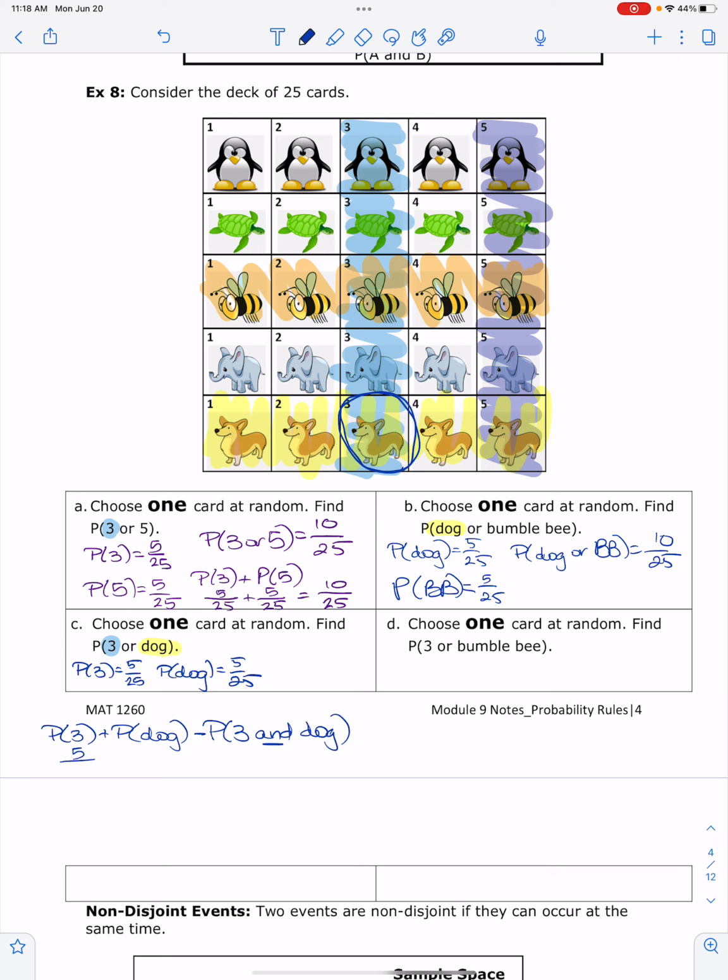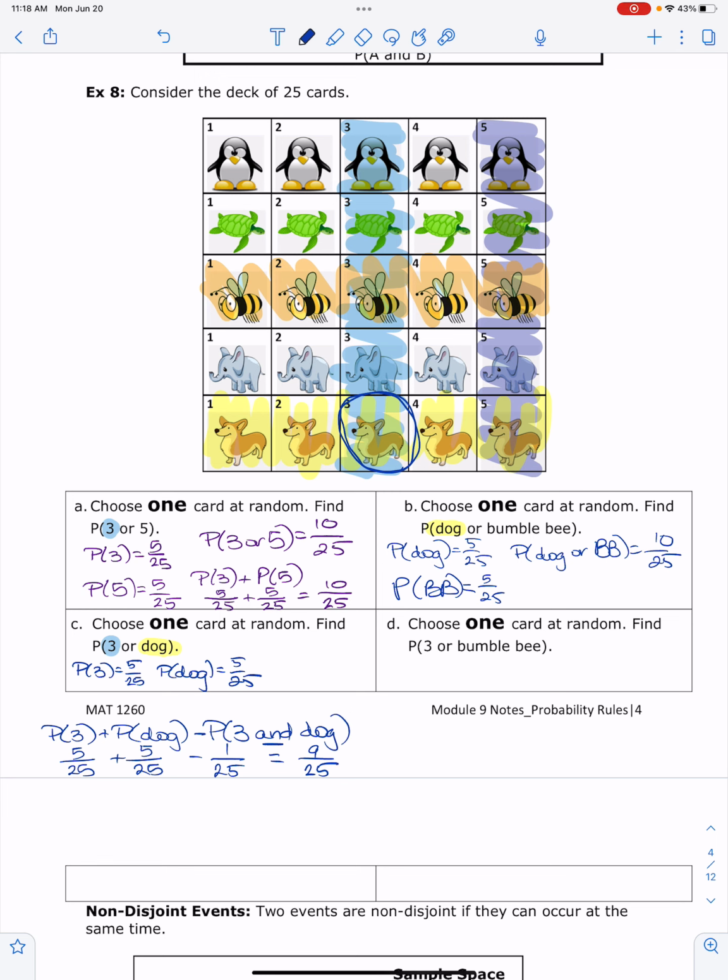I get 5 over 25 plus 5 over 25. In that overlap, we have 1 over 25, and we end up with a probability of 9 over 25.